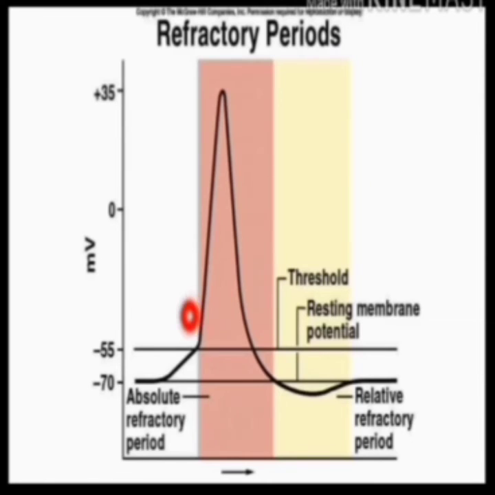In this figure, this one is the absolute refractory period. The sodium channels are inactivated and then closed, and after that the repolarization starts, and this period is known as the relative refractory period. Here the action potential is generated, but it requires a large amount of stimulus.